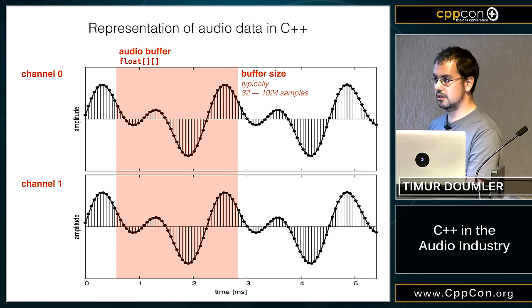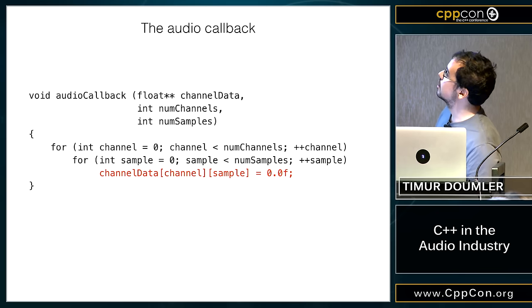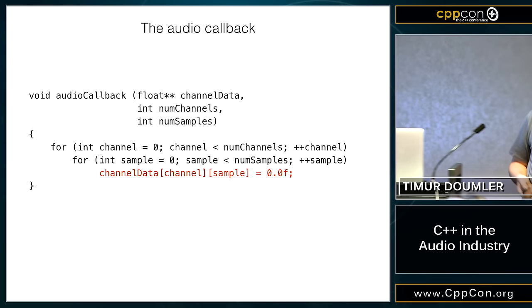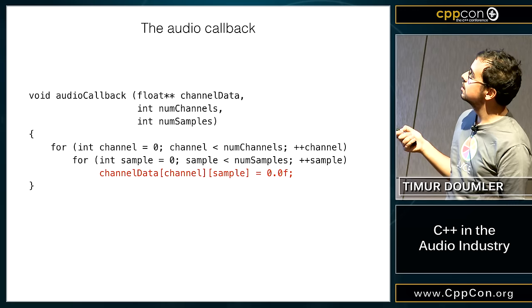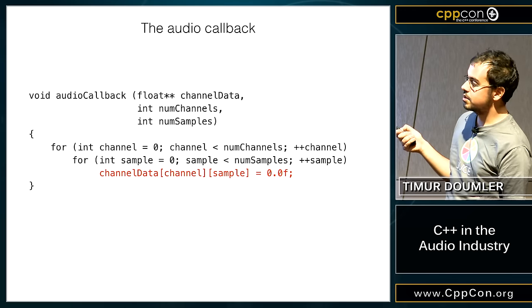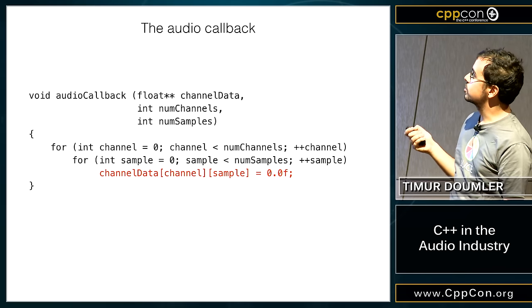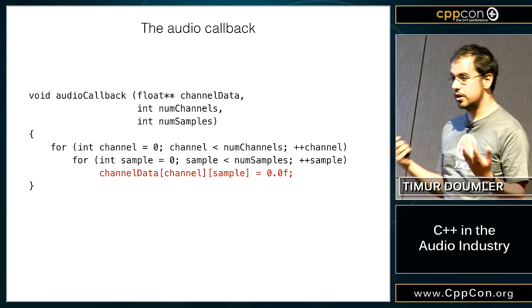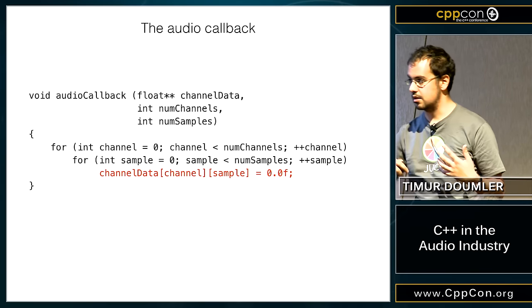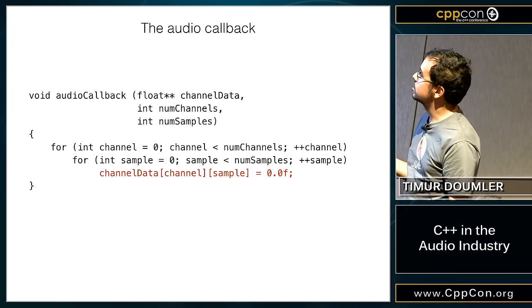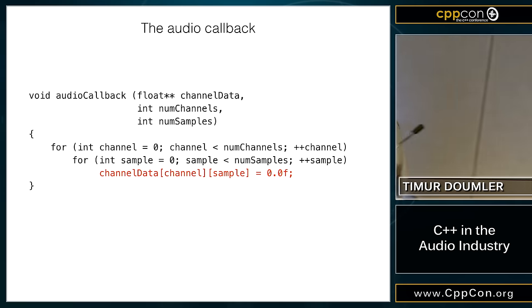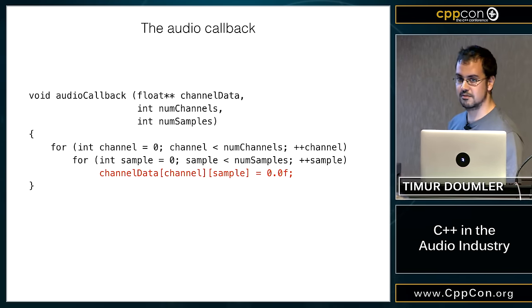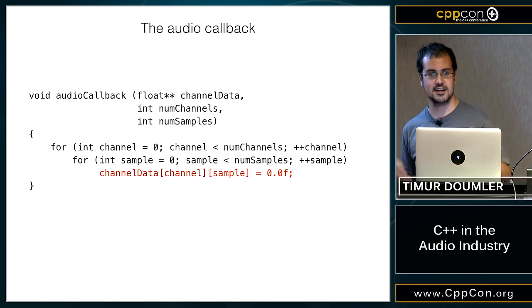Typically the means of doing that is a callback function, and here is the simplest possible one. You have a callback which gets the channel data, that's one buffer, as we saw earlier. Then you need to know how many channels and how many samples you have. You loop through the channels and the samples, and do some calculations to generate sound, or maybe you get the sound. In this very simple example, you're just writing zeros, because if you're not writing anything, your audio card will receive garbage or uninitialized memory.